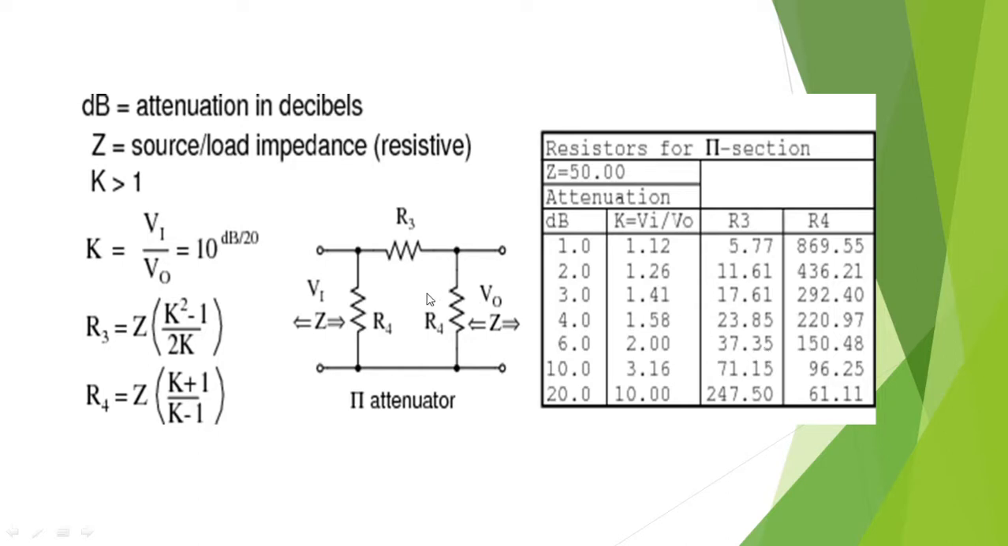If you observe, there is a pi shape, so we call it a pi attenuator. The K value is the same as V1 by V naught, that is equal to 10 to the power dB by 20, and R3 is equal to Z into K square minus 1 by 2K, and R4 is Z into K plus 1 by K minus 1.